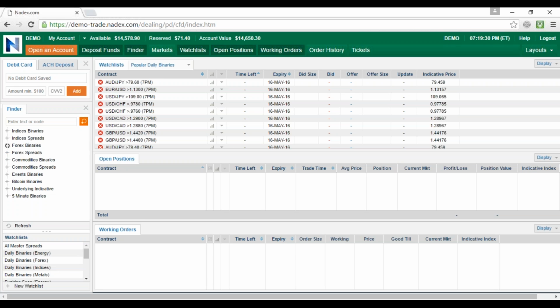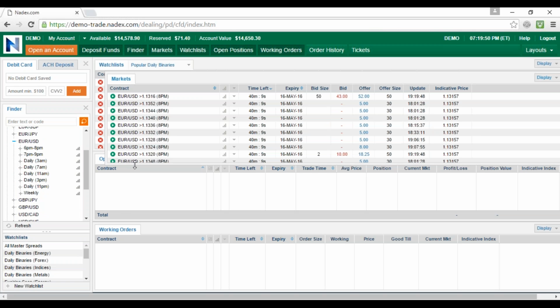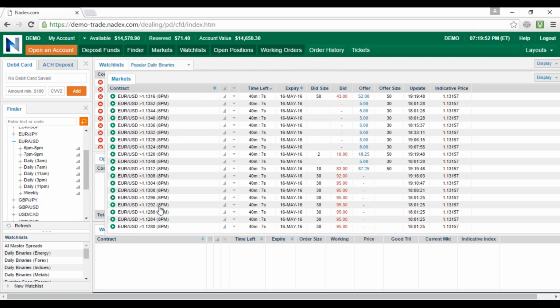Some people always say, hey, I understand that a binary is worth 0 or 100 at expiration, but what do you mean exit early? Well, with Nadex, you can exit a binary early. Well, how do I do that? Well, it's very simple. Let's just say we were looking at the euro dollar. We've got these binary contracts right here that open up at 6 p.m. and they expire at 8 p.m., right?